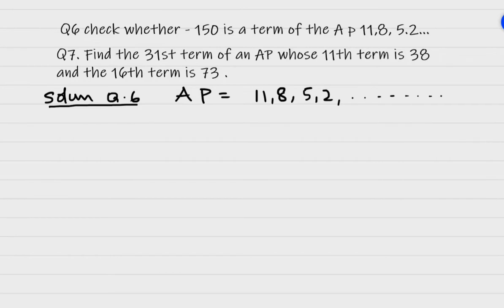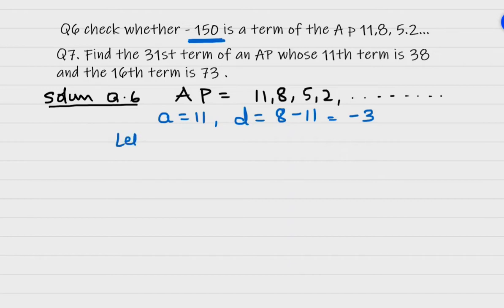Okay. Now from here, what all things do you have? You just write it down. Your A is equal to 11. D is nothing but 8 minus 11 or 5 minus 8, that is equal to minus 3. Now you have to find out whether minus 150 is a term of this particular AP. To find whether minus 150 is a term or not, let us say that this is our Tn.